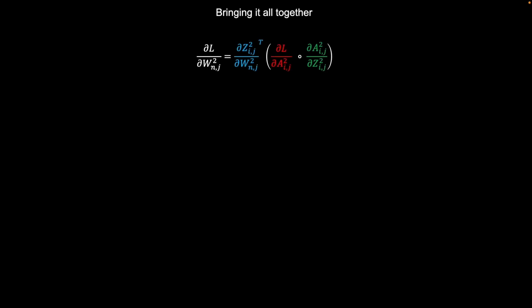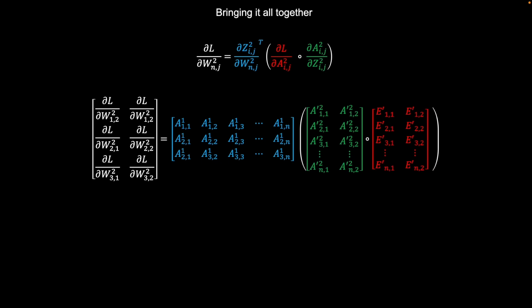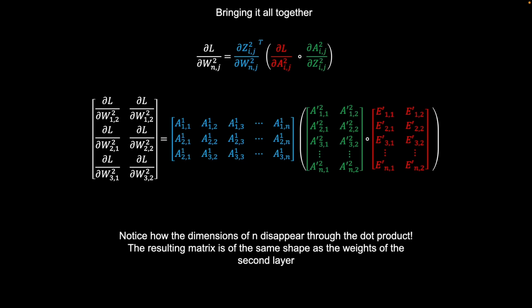So, considering the previous equation, we can expand this out and conclude that the derivative of the loss with respect to the second layer weights is equal to a1 dot the element-wise product of a2 prime and e prime. Notice how the dimensions of length n disappeared through this dot product, so it doesn't matter how many samples we have. The resulting matrix is of size 3 by 2, which is the same size as our layer 2 weights.